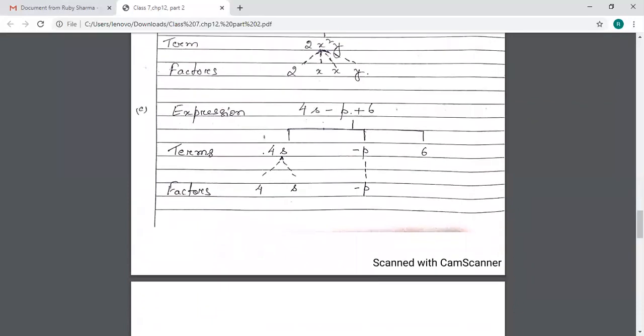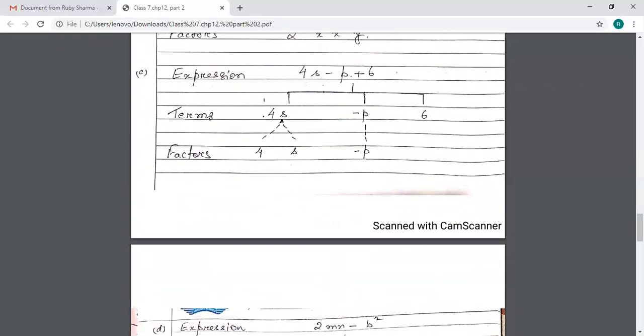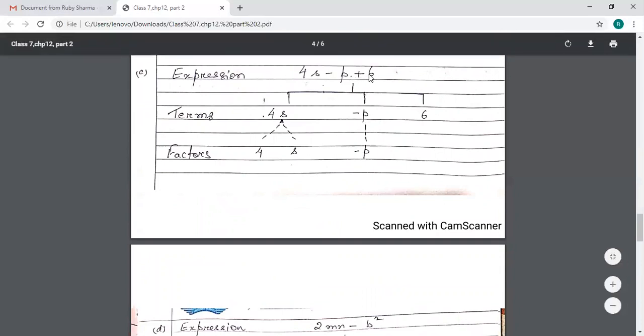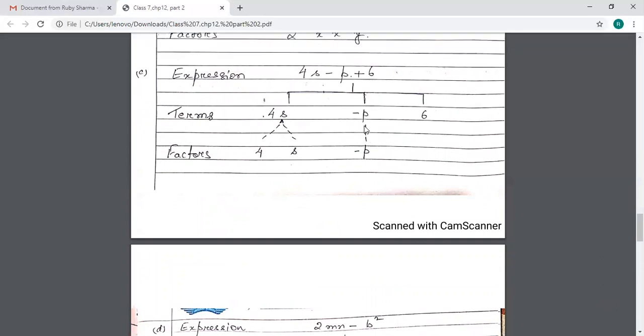I've done a few more sums here. The same sums have been repeated. So here the expression is 4s minus p plus 6, where there are three terms, which have been shown here. And for 4s, there are two factors. For minus p, there is a single term, and minus p you can write. Even if you write here two dotted lines and add minus 1 and p here, it will be correct. And 6 being a constant, we have left it as it is. So we are concerned with the algebraic part of it. So we have written the factors in this manner.